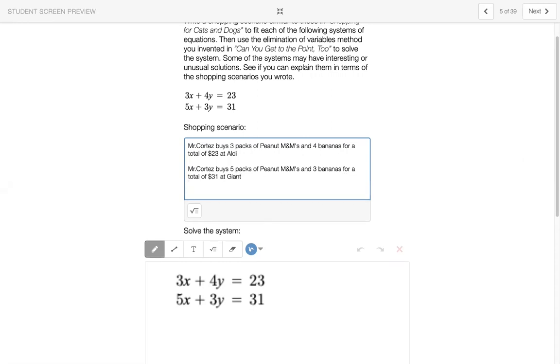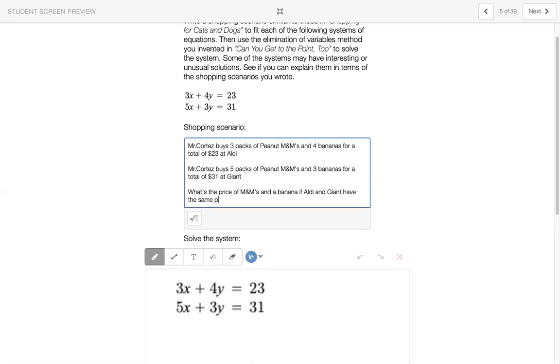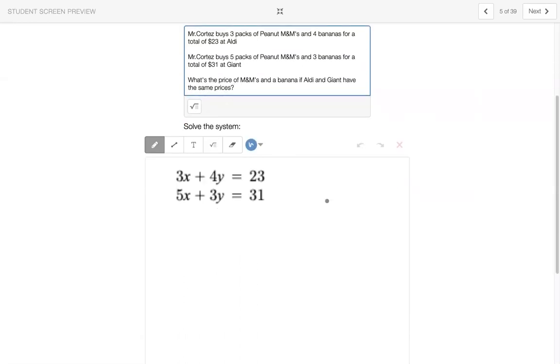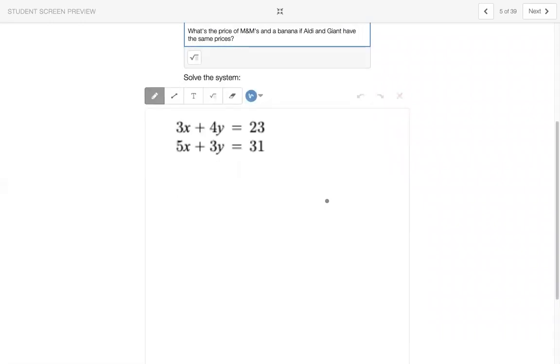What could be asked of this? You could be asked, what's the price of M&Ms and a banana if Aldi and Giant have the same prices? Kind of fun to think about. Hitting all the food groups there with peanut M&Ms and bananas. So this creates a system similar to this where, again, we could use substitution, we could use elimination, we could graph, but I'm going to use elimination here because I got some numbers and I'm pretty confident I can work around them.